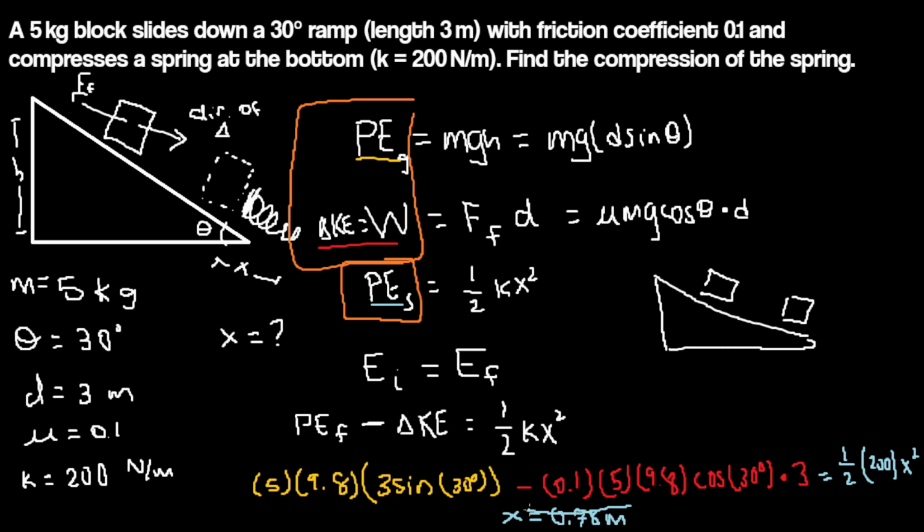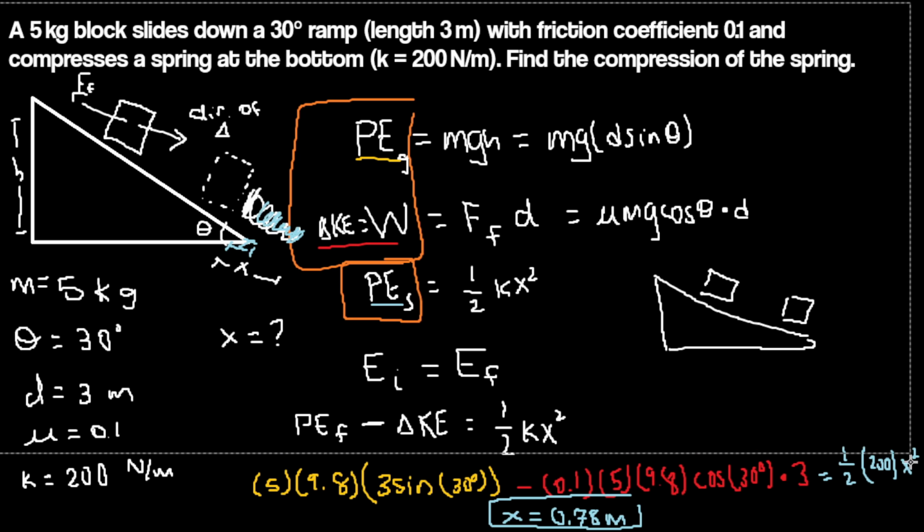So essentially, when the block slides down the ramp and hits the spring, this spring will compress to this value, which is 0.78 meters. All right, hope that makes sense. Let's go over to some key takeaways.